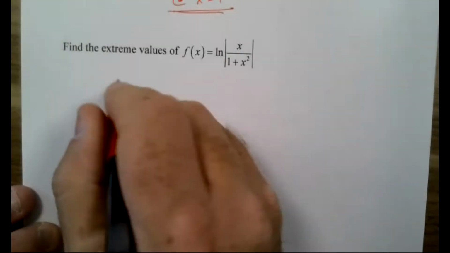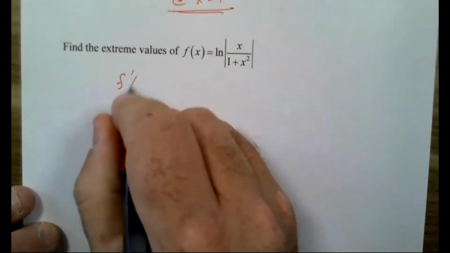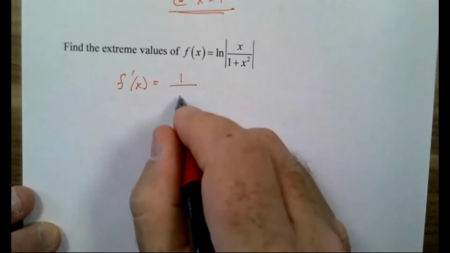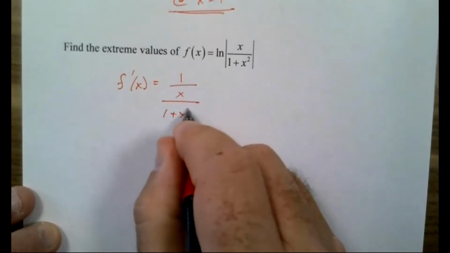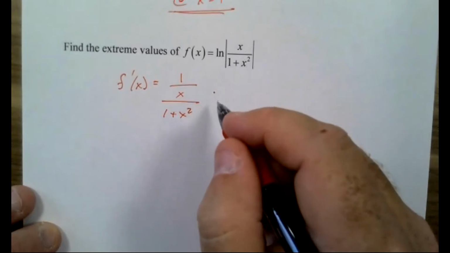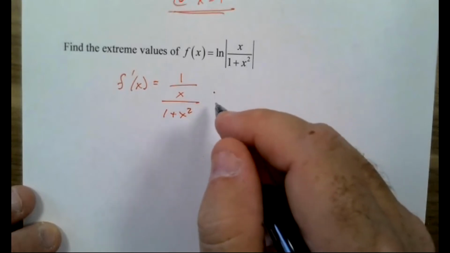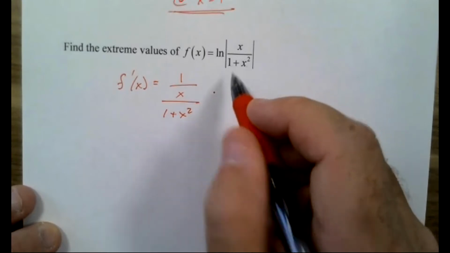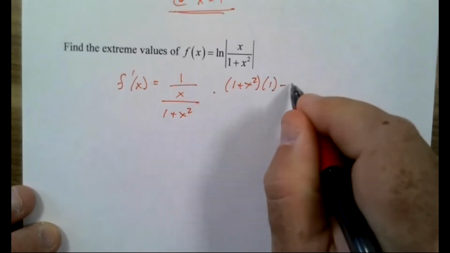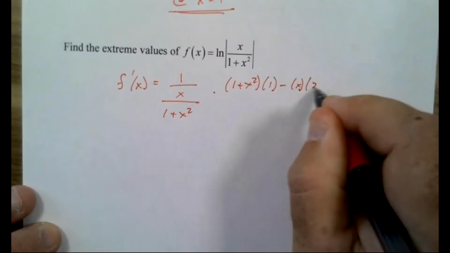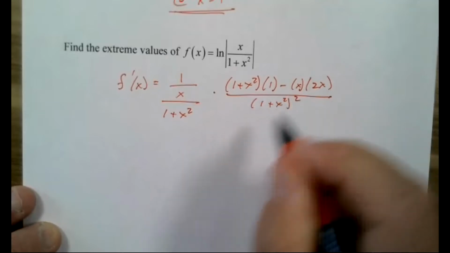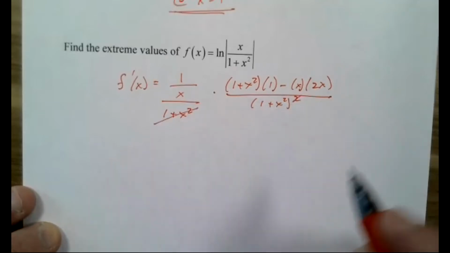No calculator allowed. All right, let's see if we can figure out what's going on. F prime of x equals 1 over x over 1 plus x squared times the derivative of this thing. This is going to make me insane. Derivative: low d high minus high d low, 2x over 1 plus x squared squared. Oh, well, I can cancel that and that.